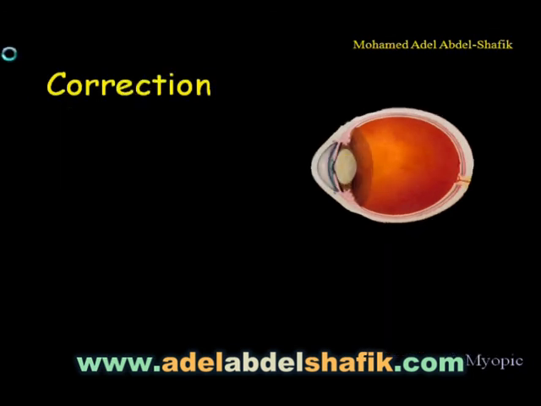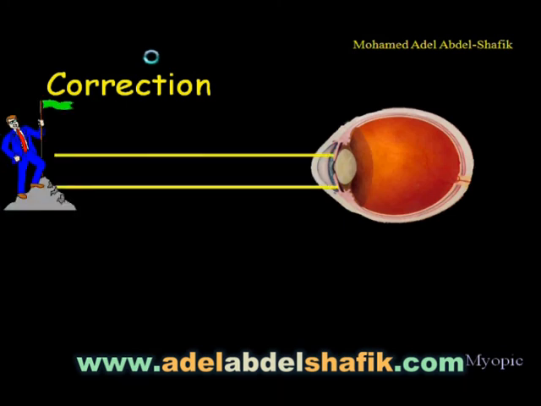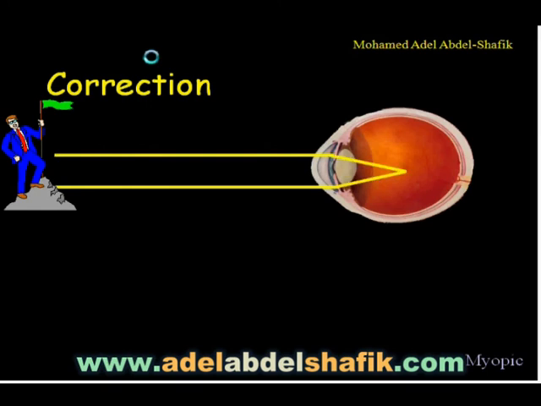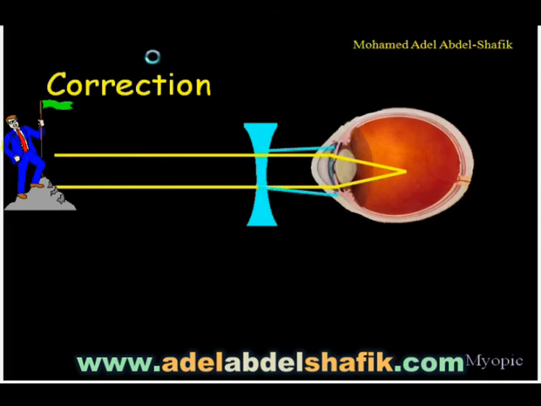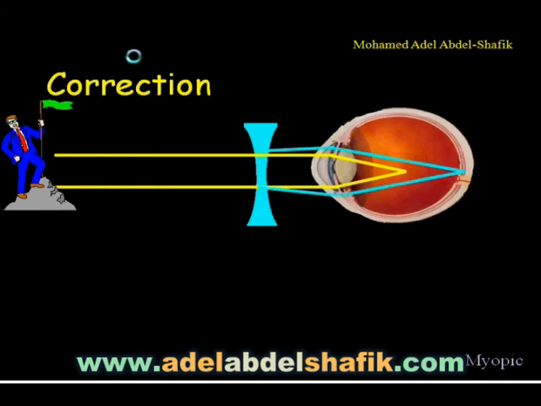لو انا حبيت اصلح الناس دي هلبسهم minus lenses. السيستم ده قوي وهيجيب لي الريز in front في الفيترس، يبقى لازم احط minus lens عشان يفرق الاشعة شوية عشان تيجي على الريتنا.